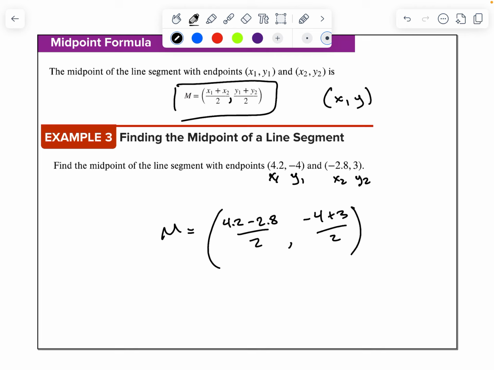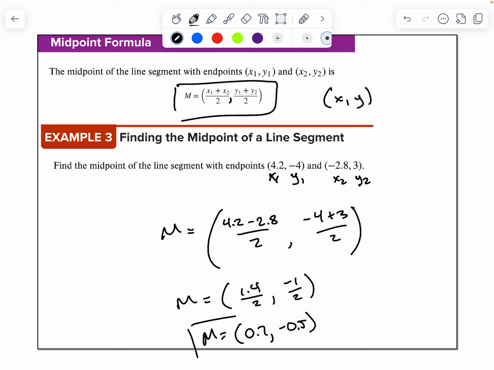In my calculator again, 4.2 minus 2.8, I'm going to do that part first. I get 1.4, divided by 2, comma. Negative 4 plus 3 is negative 1. And 1.4 over 2 gives you 0.7. So 0.7, negative 0.5. That's your midpoint. These two formulas are easy peasy. We're just taking x and y values and subbing them into the formula to get a final value.